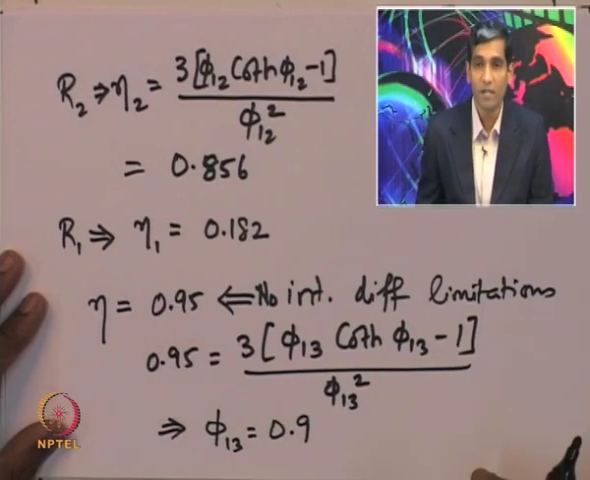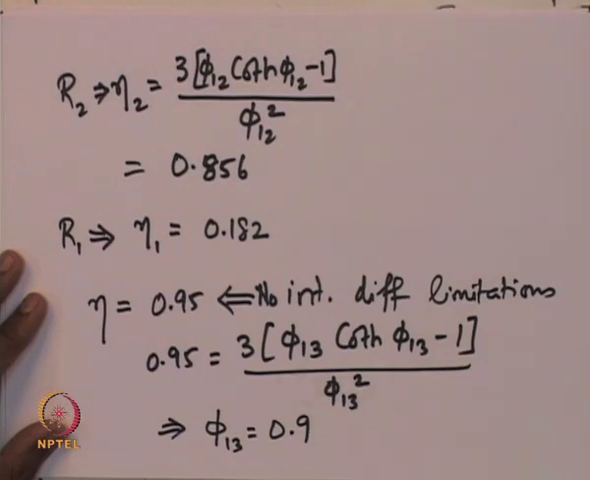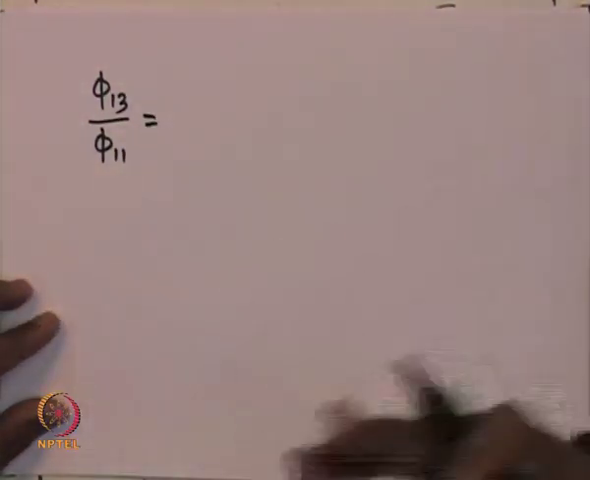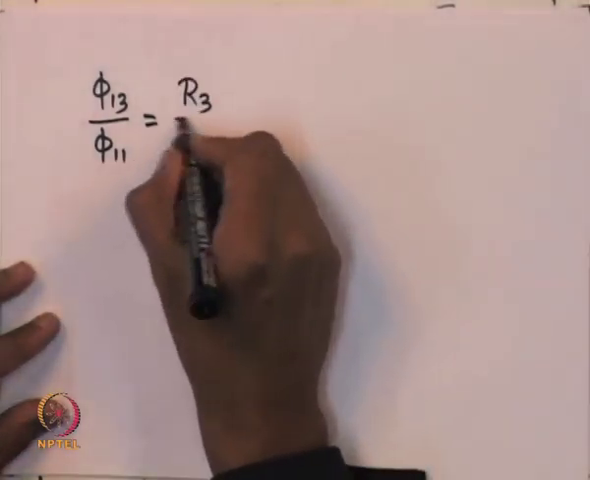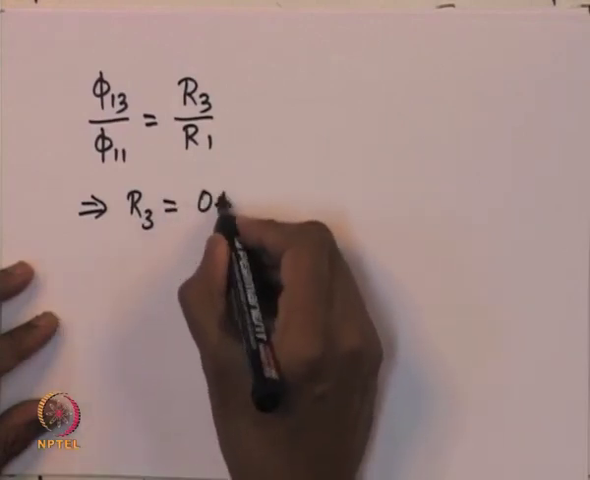So, that should be the Thiele modulus if the reaction has to be conducted under no internal diffusional limitations. So, once we know the Thiele modulus, we also know the relationship between the Thiele modulus ratio and the corresponding radii. So, we can use that expression to find out what the particle radius should be for the internal diffusion limitations to not exist. So, phi 1 3 divided by phi 1 1. So, phi 1 1 is the Thiele modulus corresponding to one of the already conducted experiments, and so that will be R 3 by R 1. So, from here we can find out that R 3 should be equal to about 0.55 millimeters.